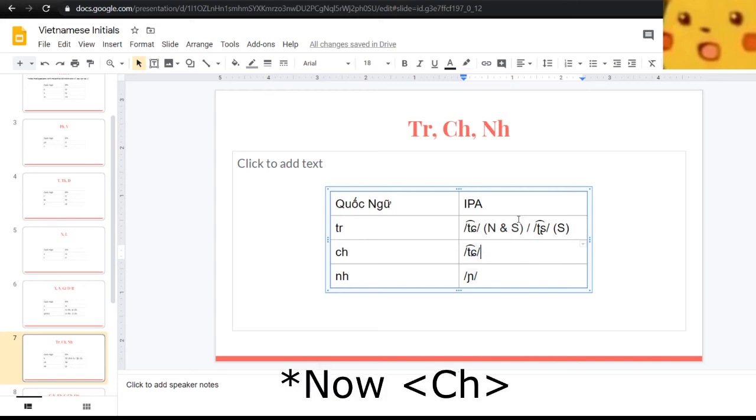Now CH, kind of covered it, ja, ja, ja, right? Which also means wait. Very simple sound, nothing too difficult. Now, the next one is nya.